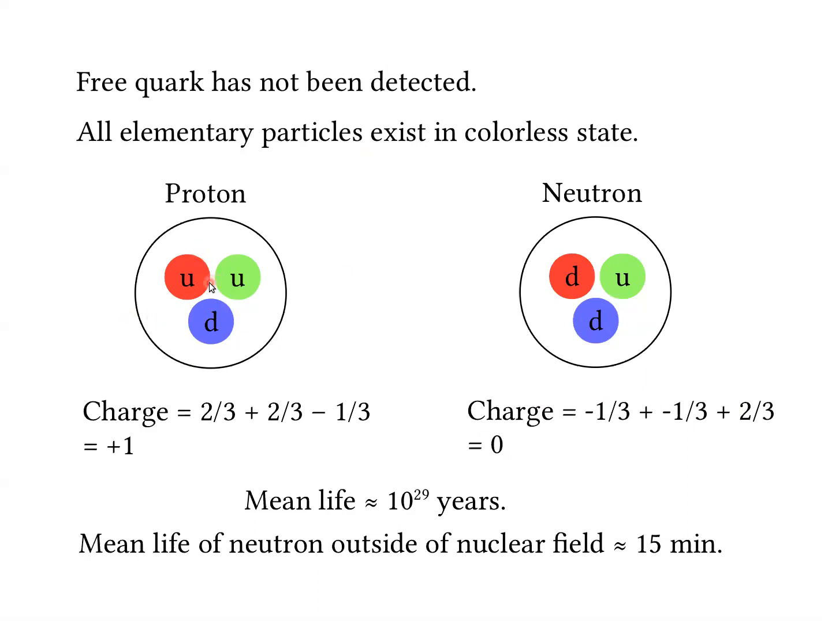The mean life of the proton is about 10²⁹ or 10³⁰ years, so it is almost stable. Neutron has almost the same lifetime as long as it is inside the nucleus. But if you take the neutron outside the nucleus, it will decay into other particles within 15 minutes. So its mean life is 15 minutes outside the nucleus. Inside, because of the nuclear force, it is stable. That's why we have a stable atom.